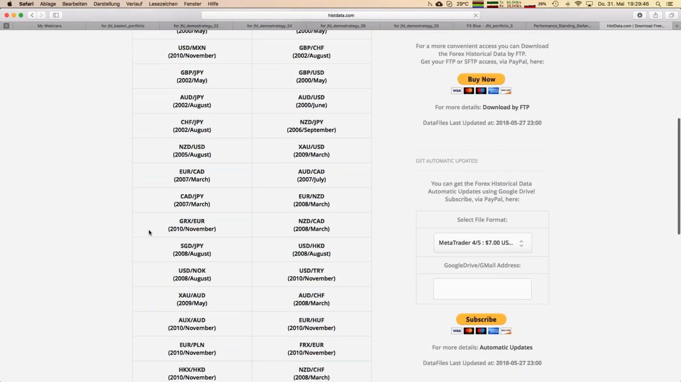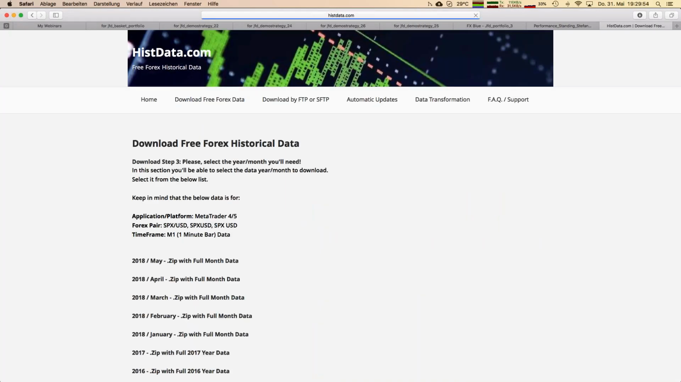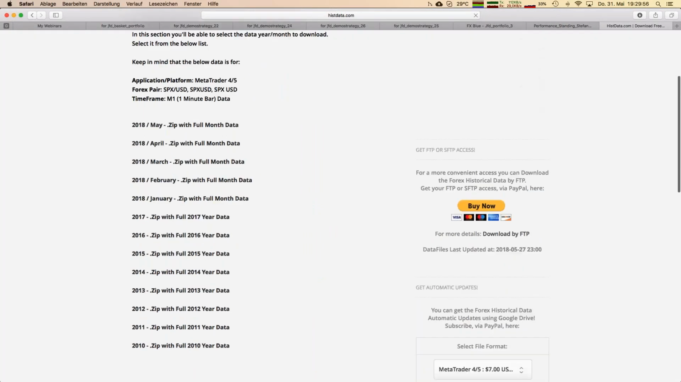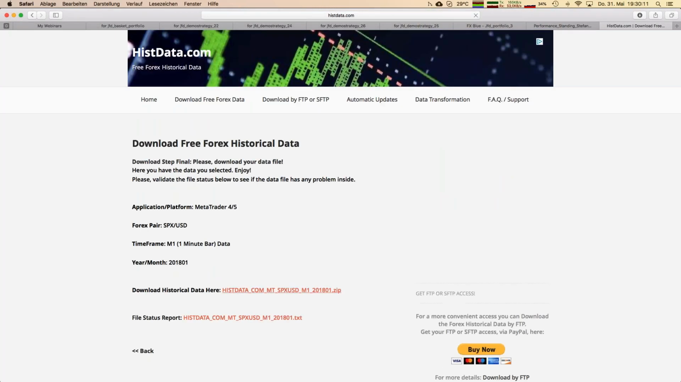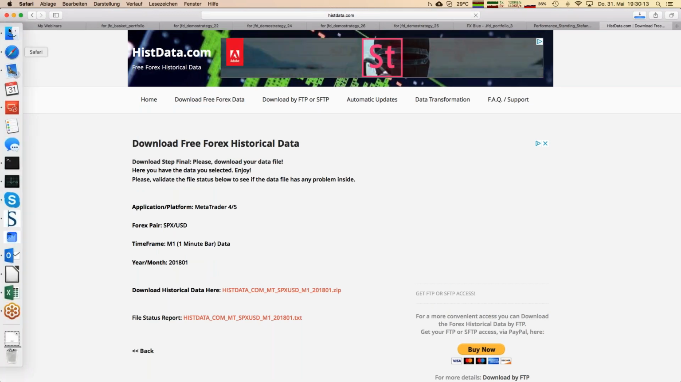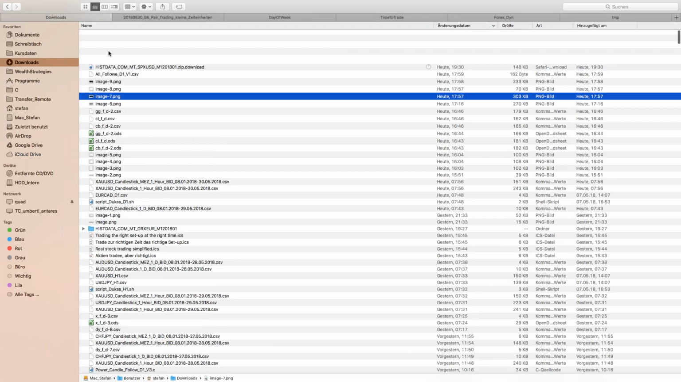So that you just have a feeling of how it looks like, I do it here. So let me go for example SPXUSD, which is the S&P 500. And then you can see you get zip data here for the different years, and for the actual year, it's per month. Let me just download once here that you see how it works. So we download the data, and then let's have a look here for the data itself.